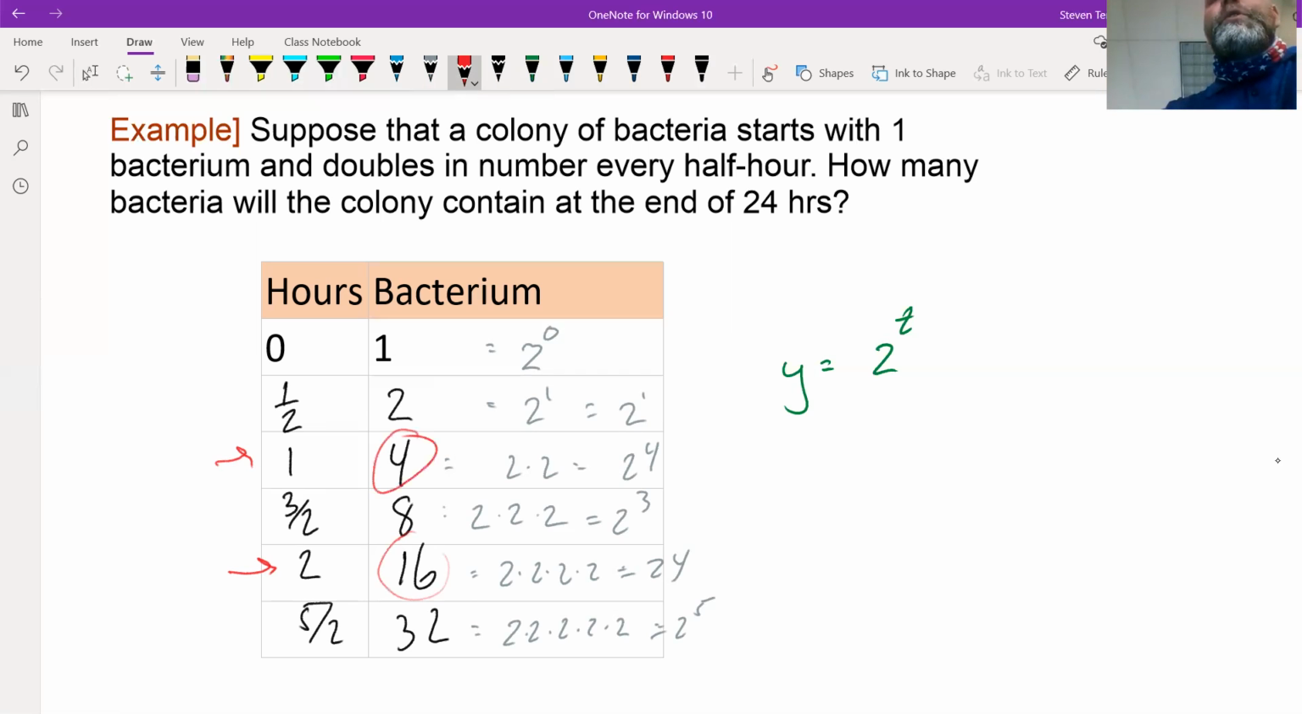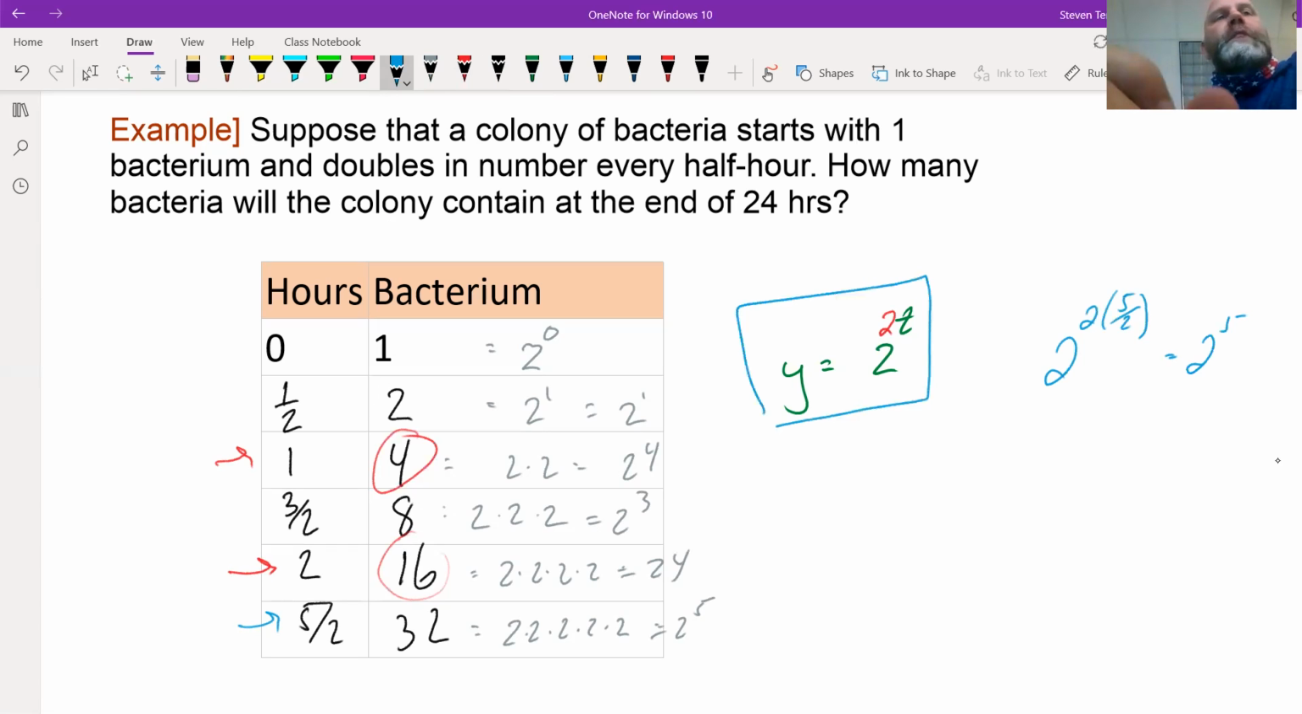So what we need to incorporate is 2 times t, and let's see if this is going to work here. If I plug in a 1, I'm going to get 2 times 1 as a 2, so 2 squared is 4. Good. I plug a 2 in, I'm going to get 2 times 2 is 4. Raise that to the 4th power, and that is 16. I'll try one of these fractions here. Let's try 5 halves. If I put 2 raised to the 2 times 5 halves, yeah, I'm going to get this 2 to the 5th, and that's going to be 32. So this is our model right here.